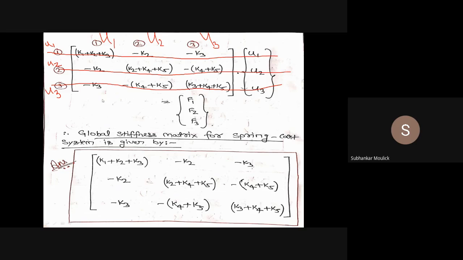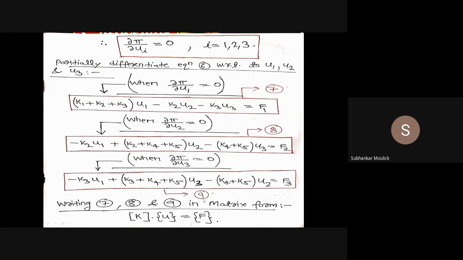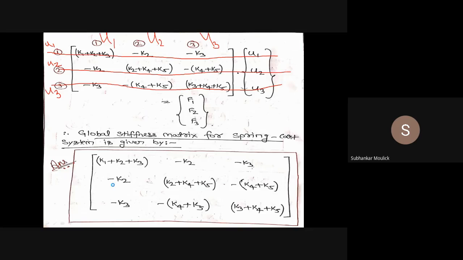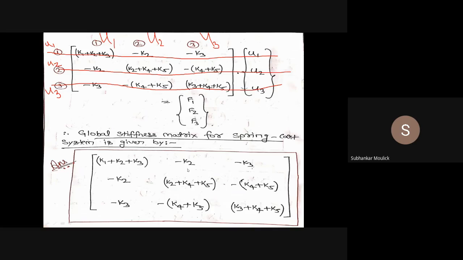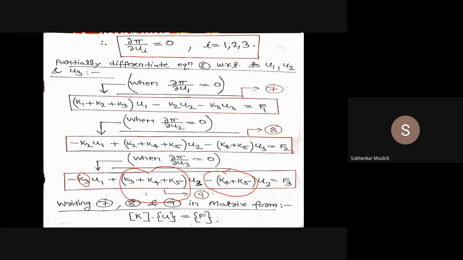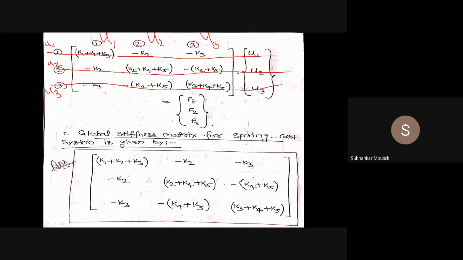Then the third row, this is equation number 9. I have to write it in matrix form. This is the coefficient of u1, this is the coefficient of u2, and this is the coefficient of u3. So in the row, I will write minus K3, then for u2 minus in bracket K4 plus K5, and for u3, K3 plus K4 plus K5, into the column matrix u1, u2, u3 equal to the column matrix F1, F2, F3.